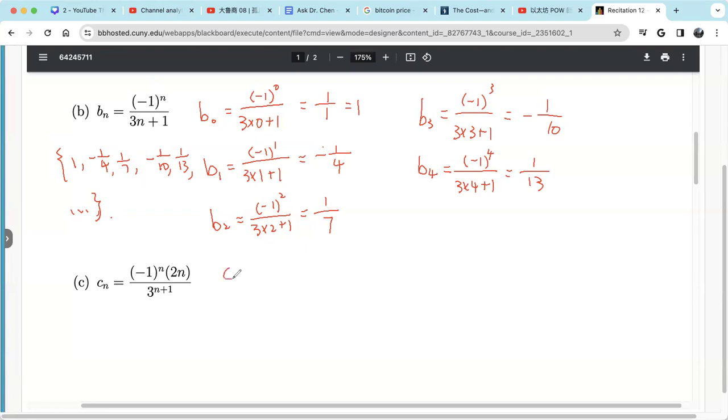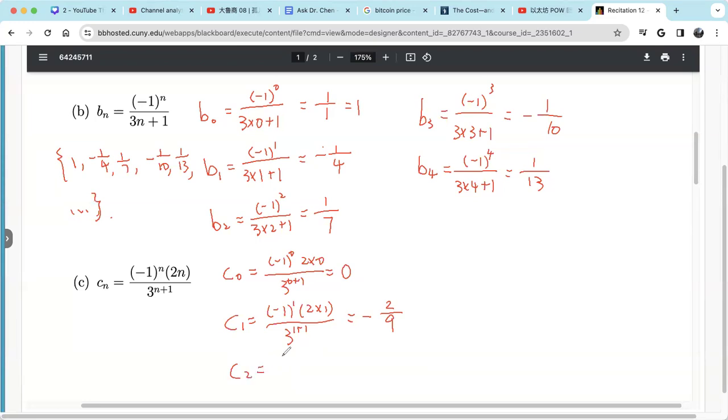Let's see C. C naught is -1 raised to 0, 2 times 0. As long as the numerator is 0, we don't really have to evaluate anything else. So we get a 0 right away. So the first term is 0. Then C1, the second term: -1 raised to 1, 2 times 1. The denominator will have 3 raised to 1 plus 1. -1 raised to 1 is just negative. The numerator will have 2 times 1, which is 2. The denominator will have 3 raised to 2, which is 9. So the second term is -2 over 9.